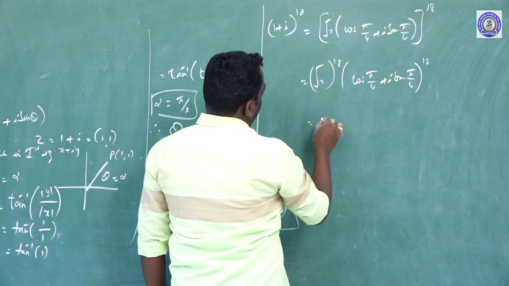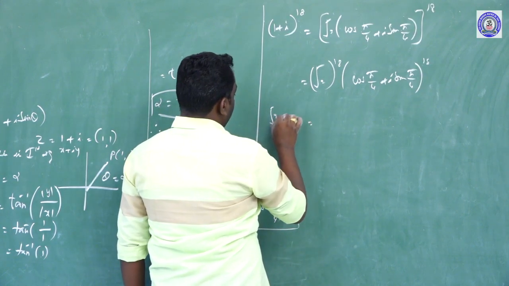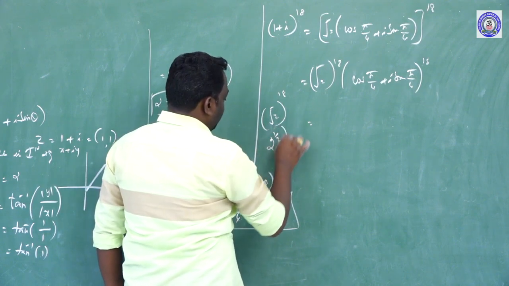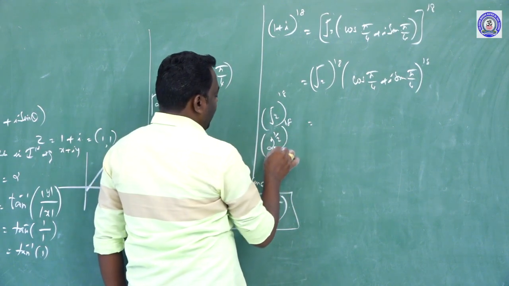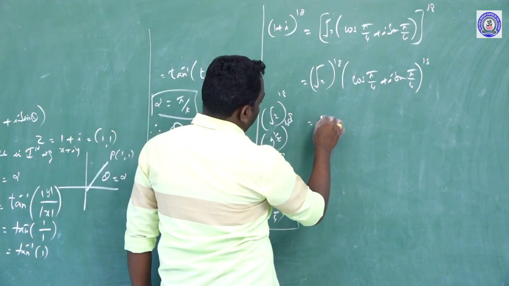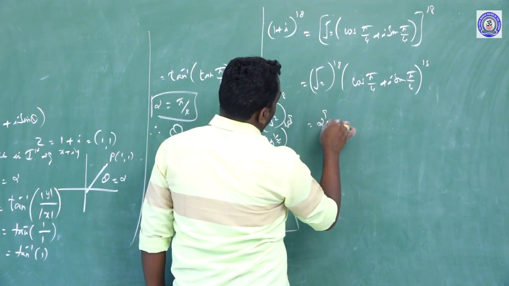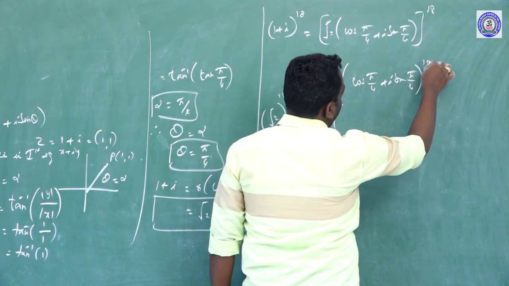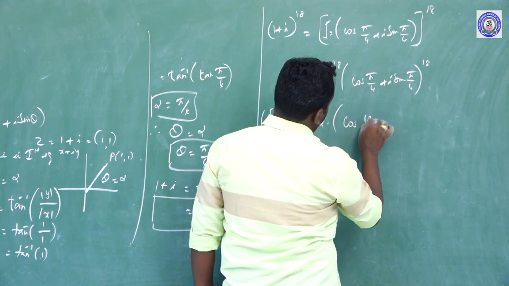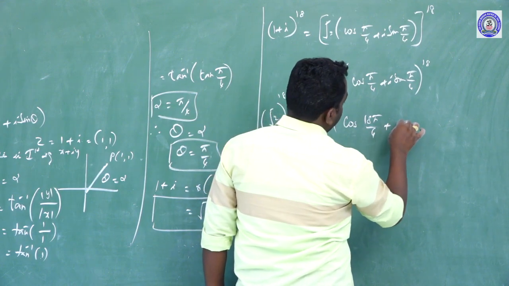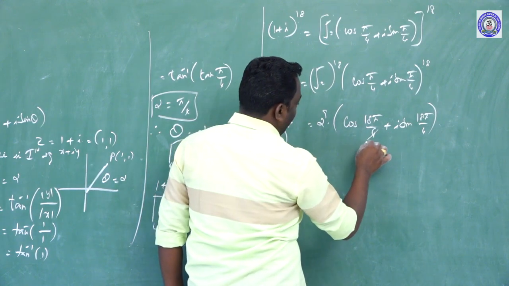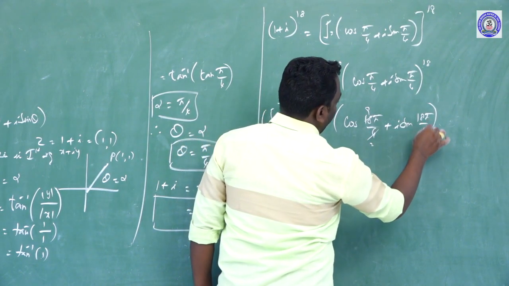Root 2 we can write as (root 2) whole power 18, that is 2 power 1 by 2 whole power 18. So cancel, it is 9. Therefore 2 power 9 is remaining, into, within the bracket, just bring the 18 as power into the bracket and multiply it to the argument. Therefore cos 18 pi by 4 plus i sin 18 pi by 4, and cancel the value, 2 times 9 times.